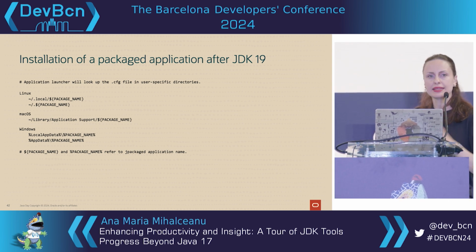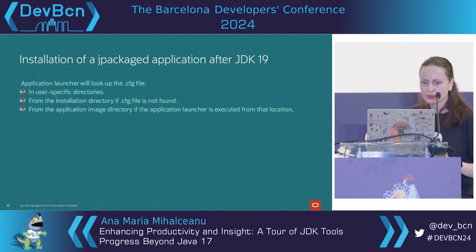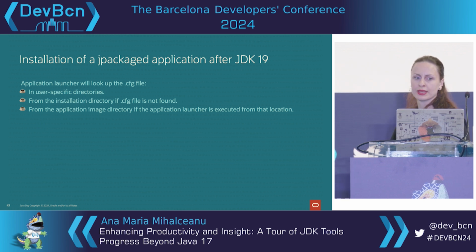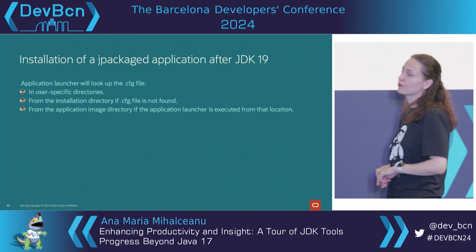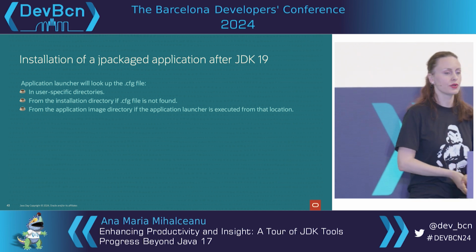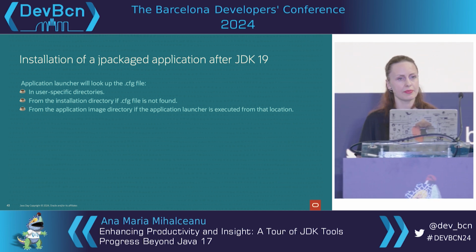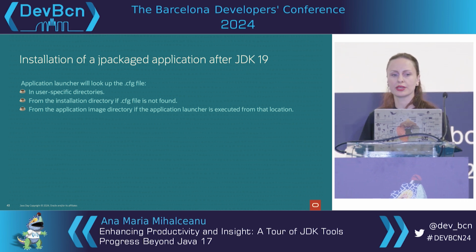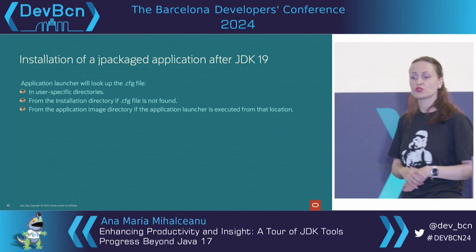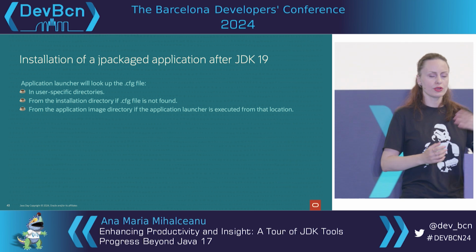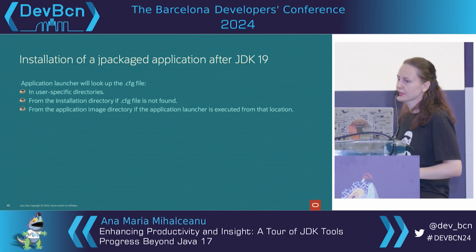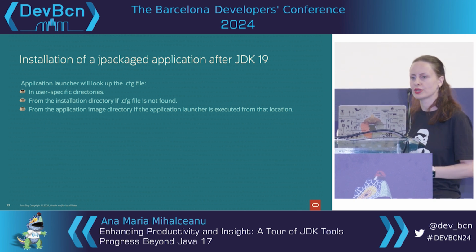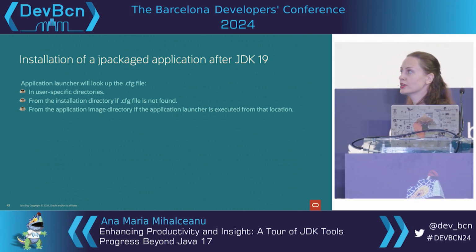If it doesn't find anything in the user-specific directories, it's going to move up and take the .cfg file from the installation directory. So it's going to look at where my installation is happening, and take over this one because it didn't find anything user-specific. And if you're launching your application from the application image, then the application launcher is going to take the configurations from there and ignore the other two.